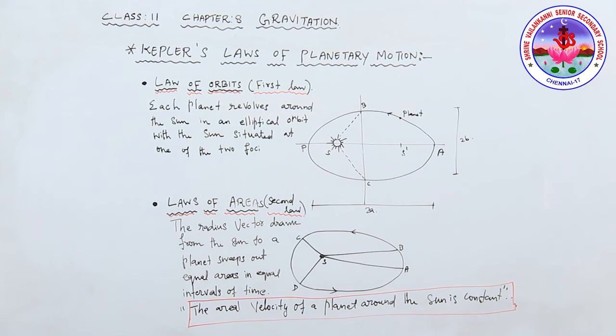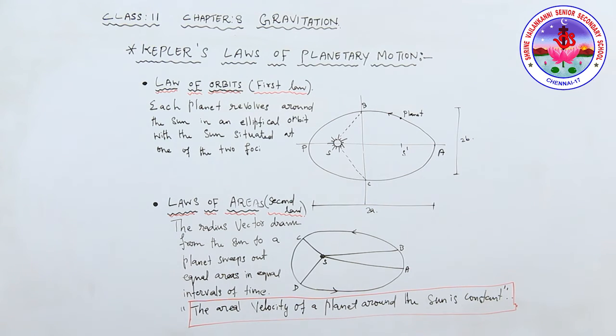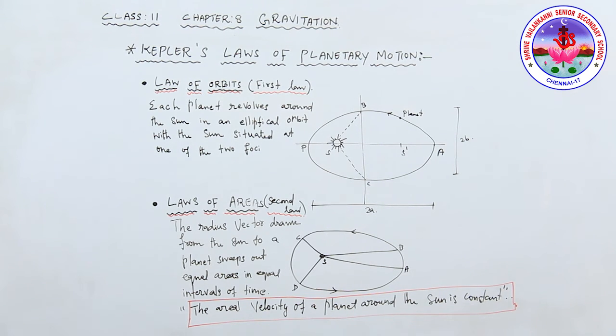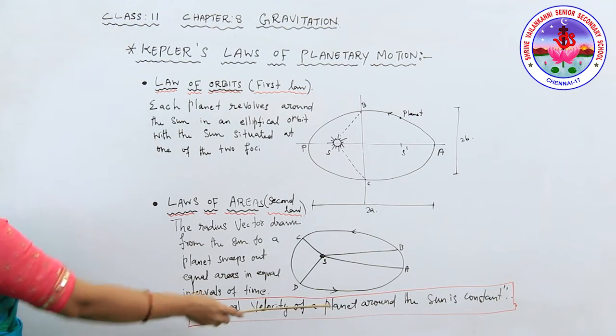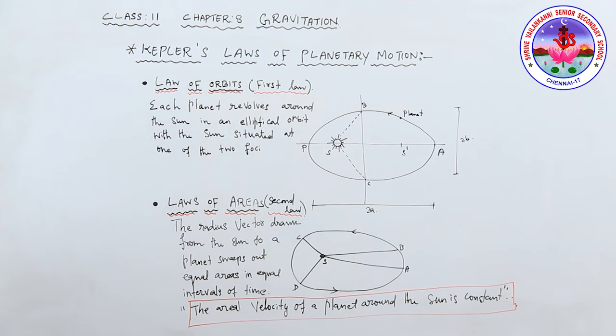The planet covers a larger distance CD when it is near the sun than AB when it is further away, in the same intervals of time. Hence the linear velocity of the planet is more when it is close to the sun than its linear velocity when away from it. So that is why the areal velocity of the planet around the sun is constant.